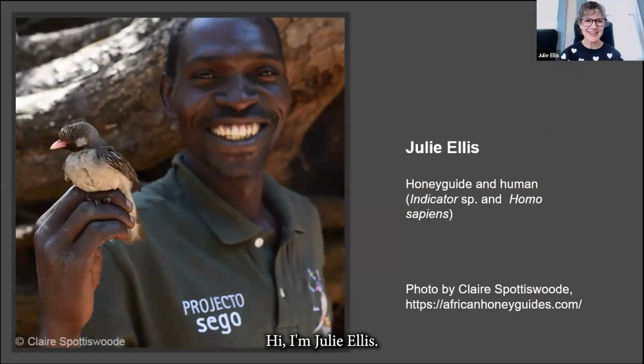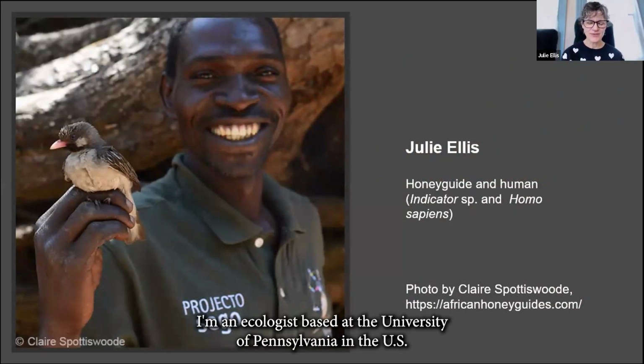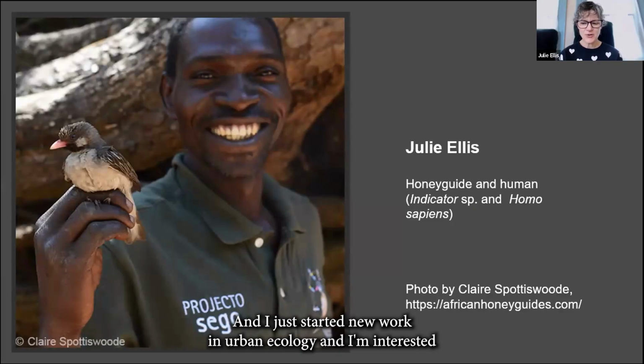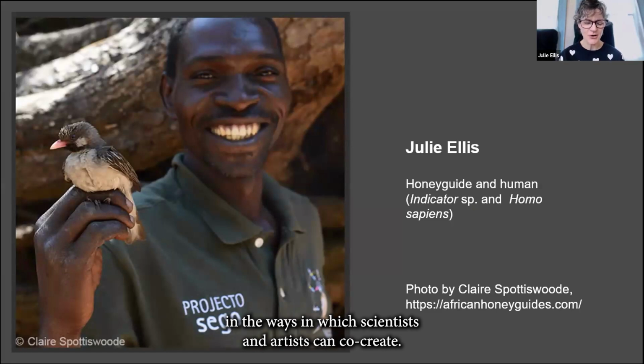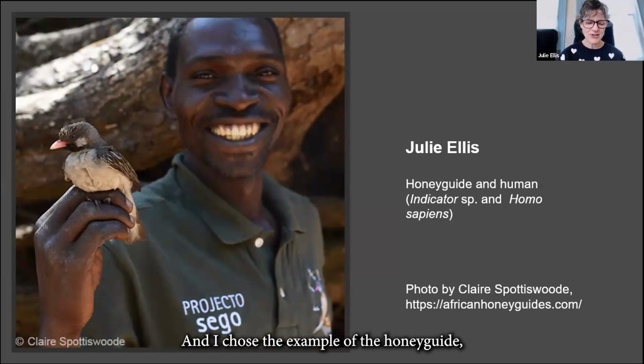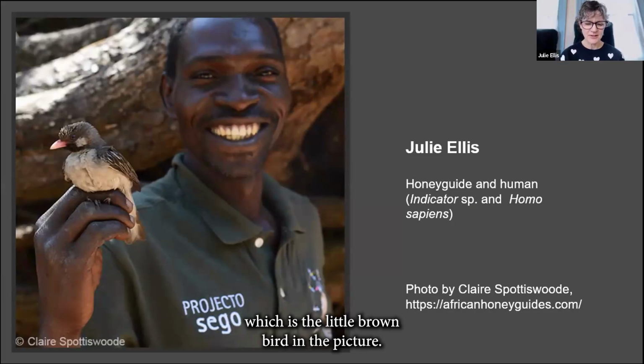Hi, I'm Julie Ellis. I'm an ecologist based at the University of Pennsylvania in the US. And I just started new work in urban ecology, and I'm interested in the ways in which scientists and artists can co-create. And I chose the example of the honey guide, which is the little brown bird in the picture. So the mutualism is honey guides and humans.